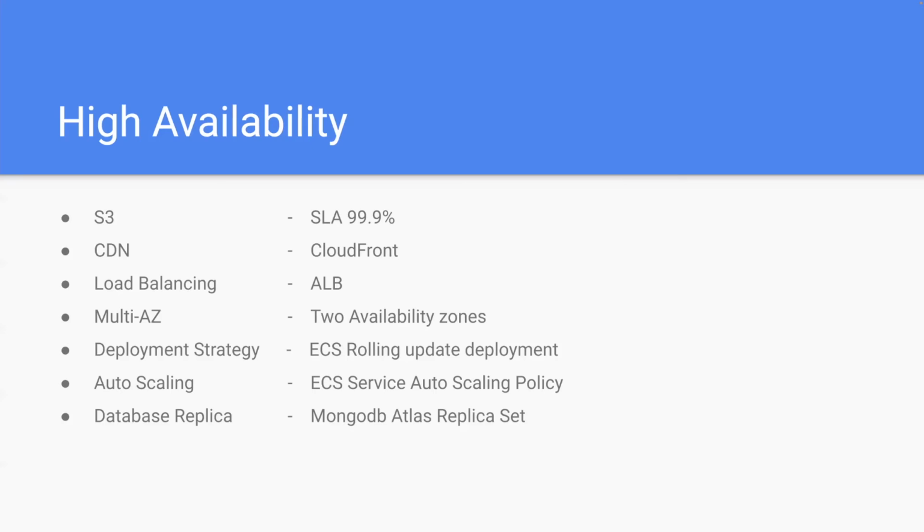Multi-AZ: the backend has 2 availability zones. This ensures that the application can withstand even a complete availability zone failure. Deployment strategy: we use the ECS rolling update deployment type to ensure zero downtime. Auto scaling: we set up an auto scaling policy in the ECS service to ensure backend availability. Database replica: we implemented a MongoDB Atlas replica set, which provides redundancy and high availability.